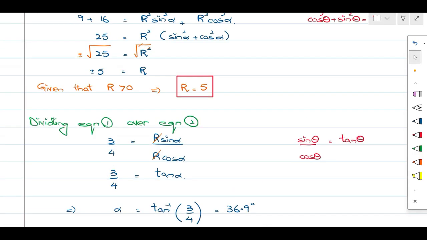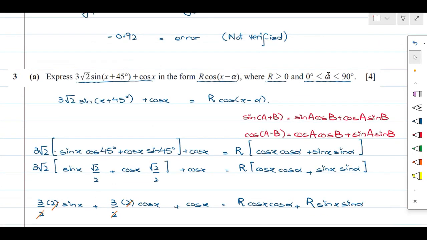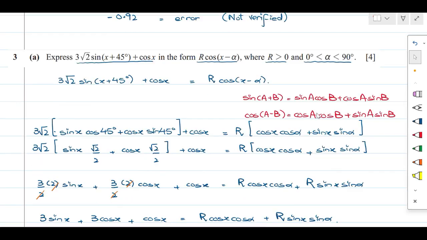Okay, so we need to convert this into that expression. Okay, so let me rewrite.